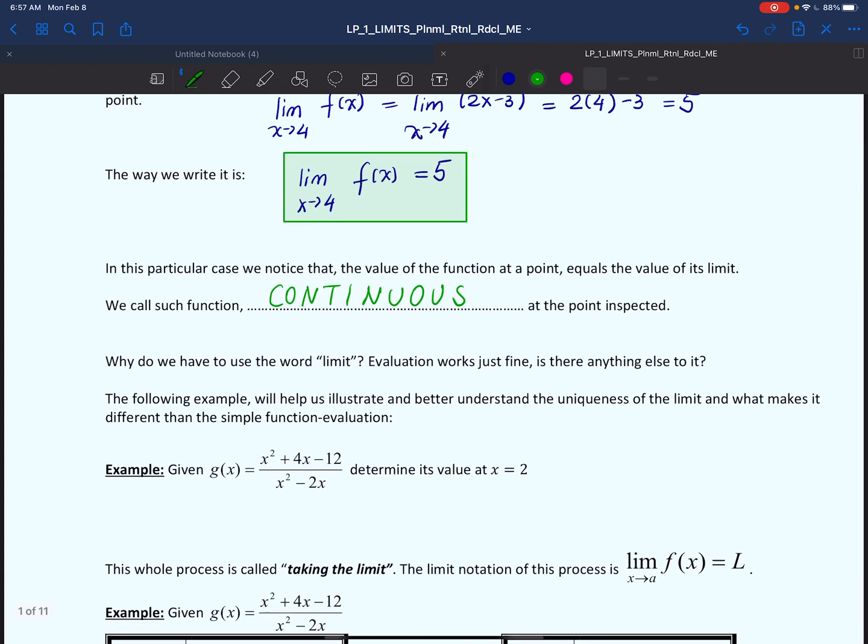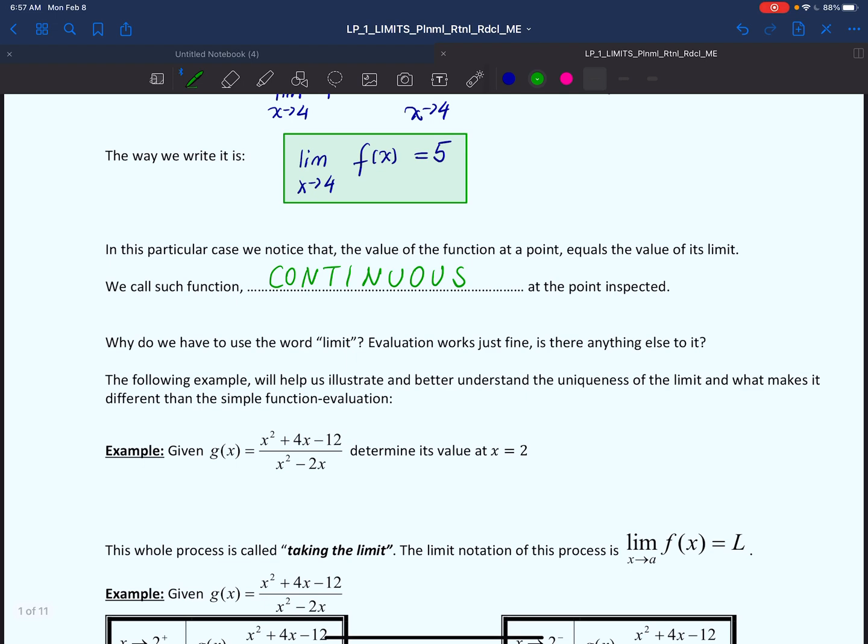To illustrate this, I brought in the example of function g of x equals x squared plus 4x minus 12 over x squared minus 2x, and we'll evaluate it at x equals 2. So I'm going to start by substituting x by 2, and this will turn into 2 squared plus 4 times 2 minus 12. Denominator: 2 squared minus 2 times 2. That would equal 4 plus 8 minus 12, 0, over 4 minus 4, 0. If you ask the calculator, it will give you an error, and that is because the function is undefined at this point.